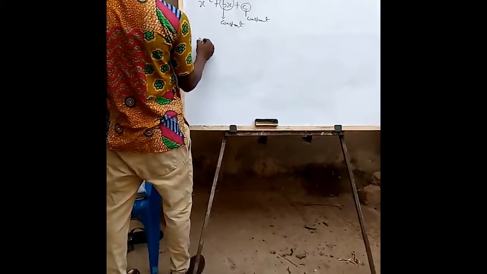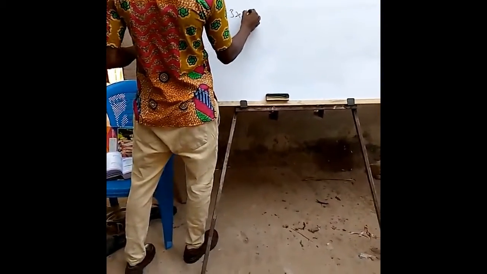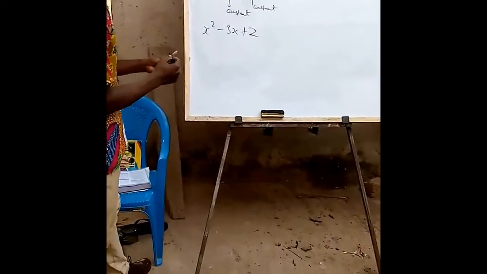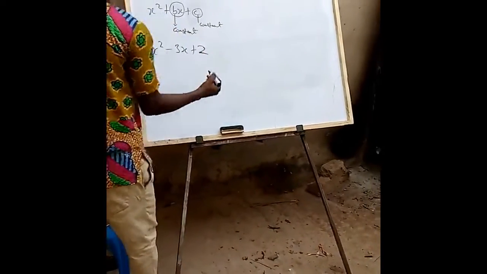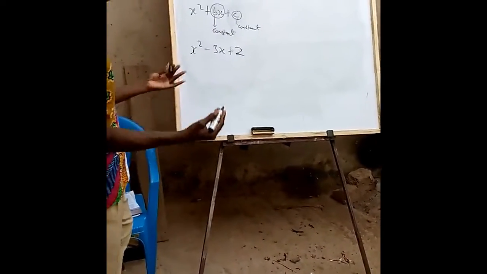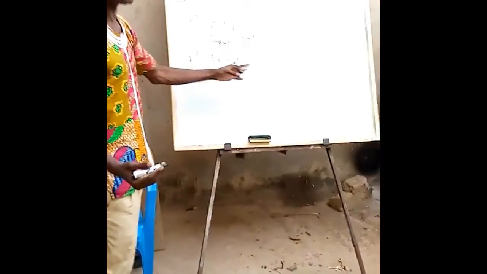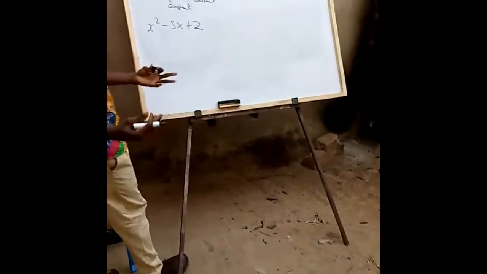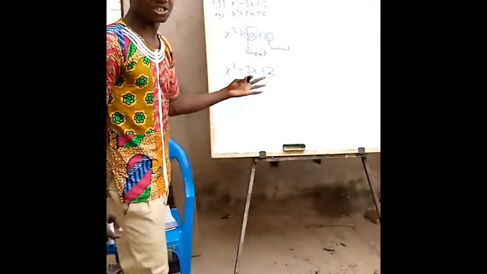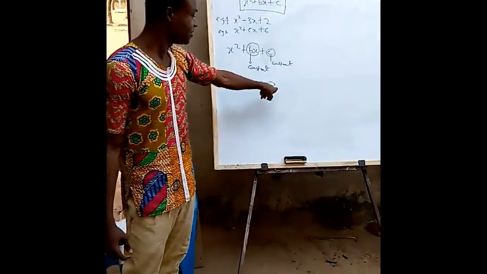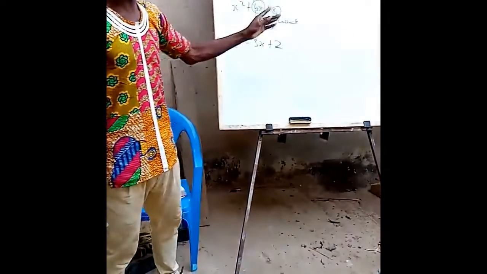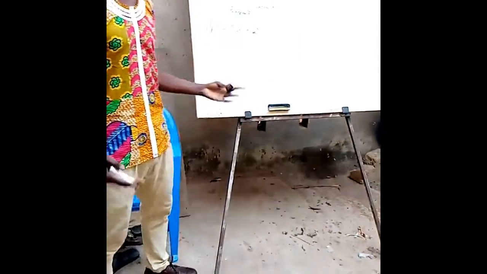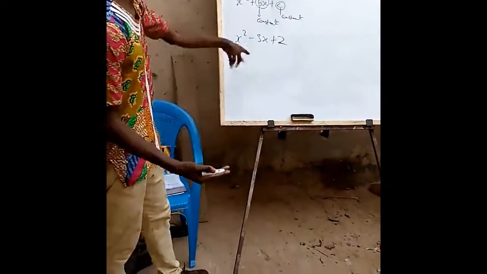The first example is x squared minus 3x plus 2. Here 2 is the constant, so we need the factors of 2. When I talk about factors of 2, I'm talking about numbers that can divide 2 without a remainder. So 2 is a factor of 2, 1 is a factor of 2, negative 2 is a factor of 2, and negative 1 is a factor of 2. Because negative 2 can divide positive 2 and you get negative 1, and negative 1 can divide positive 2 and you get negative 2. So we have both positive and negative factors of 2.